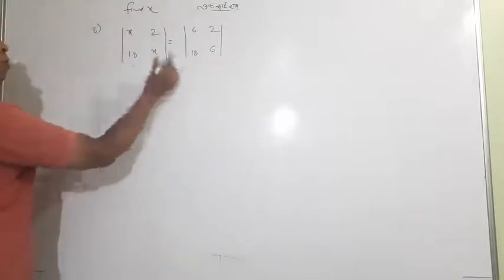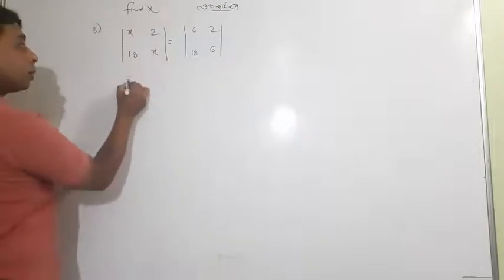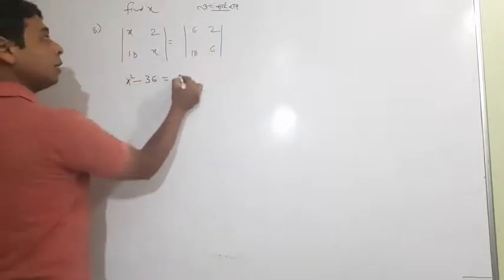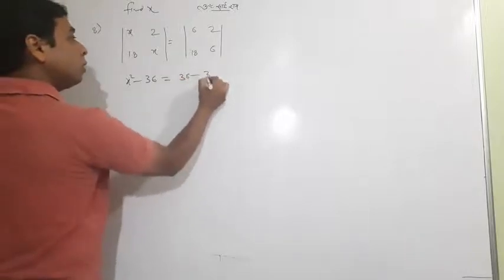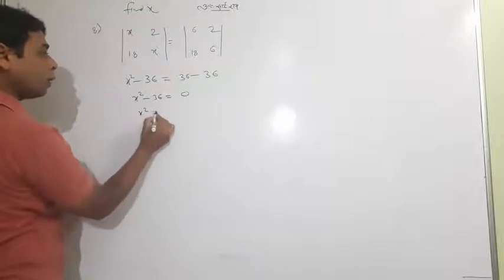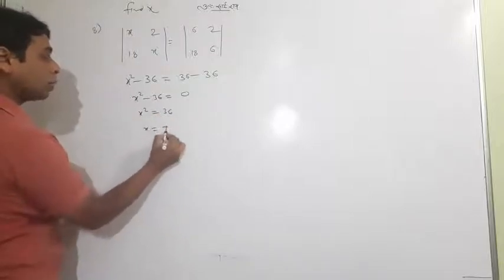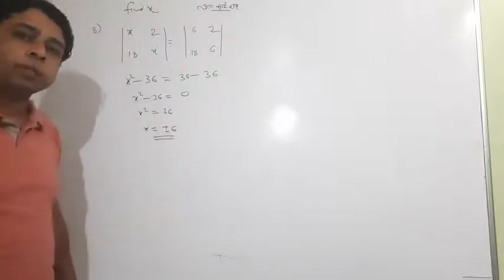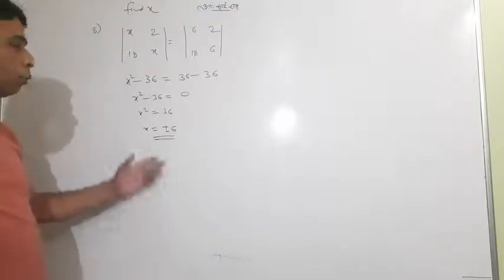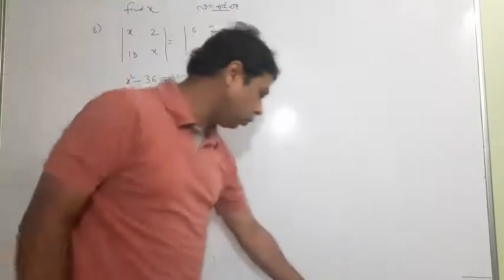So what to do? Multiply these two, expansion: x square, 18 twos are 36, 6 sixes are 36. So x square minus 36 is equal to 0. x square equals 36. x is equal to plus minus 6. That's the answer. Hope you're getting it. So directly 6 is wrong. You have to go with this method. Hope students, you got till here.